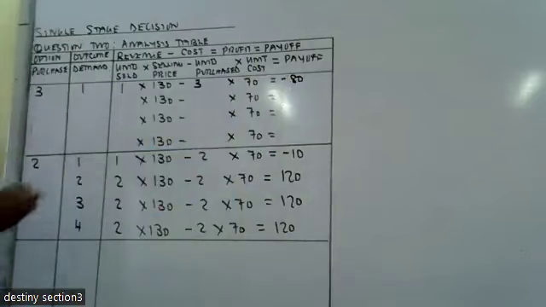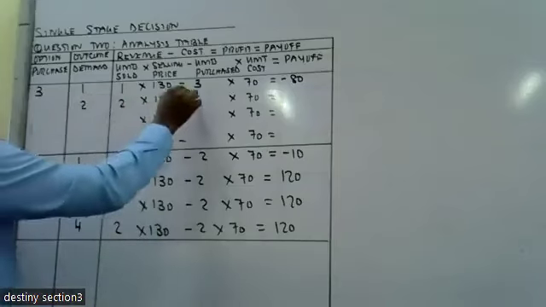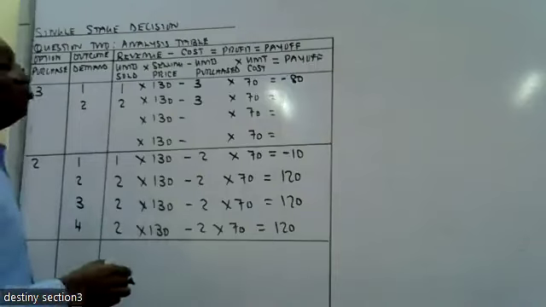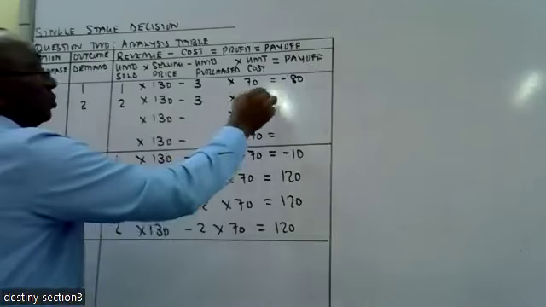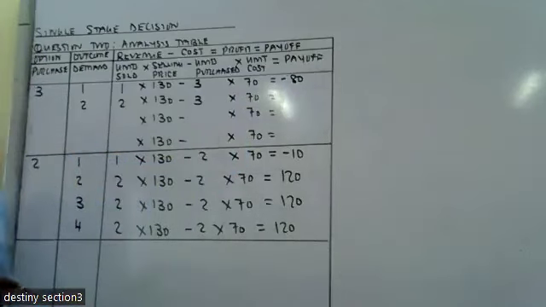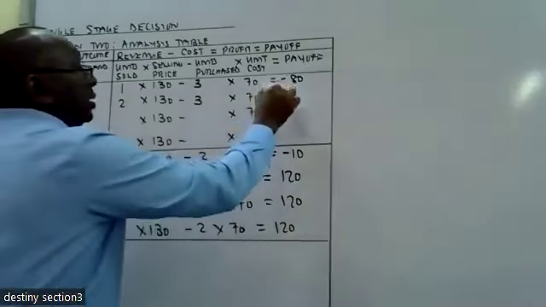Haya. 2 customers come. So you sell 2 at 130. You have bought 3. So that gives us what? 50.